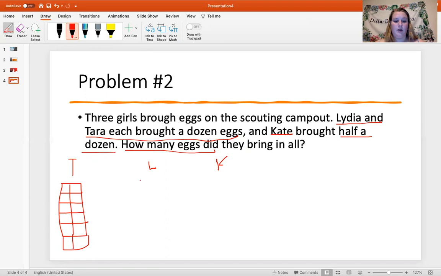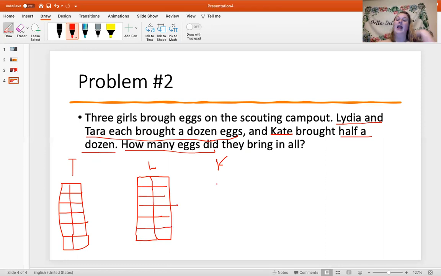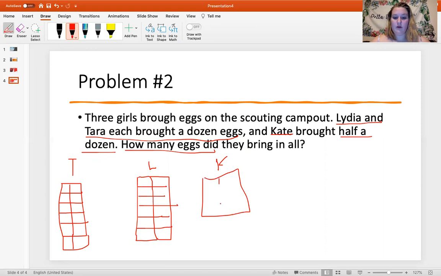So that's how many Tara brought. Lydia brought the same amount. Did not look right. There we go. So we're gonna have 2, 4, 6, 8, 10, and 12. And then Kate brought half a dozen. So if I think of half of a dozen, half of 12 is 6. So we're going to only have 2, 4, and 6. Okay.